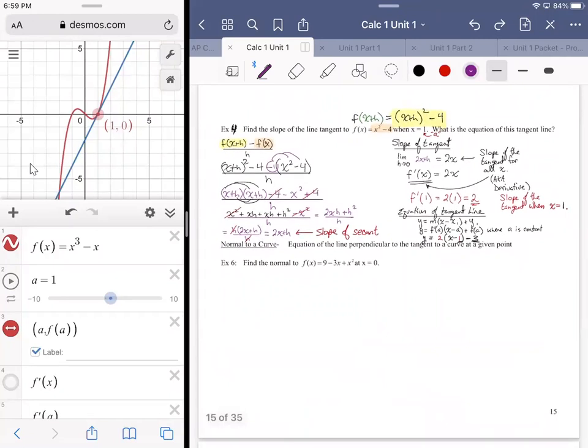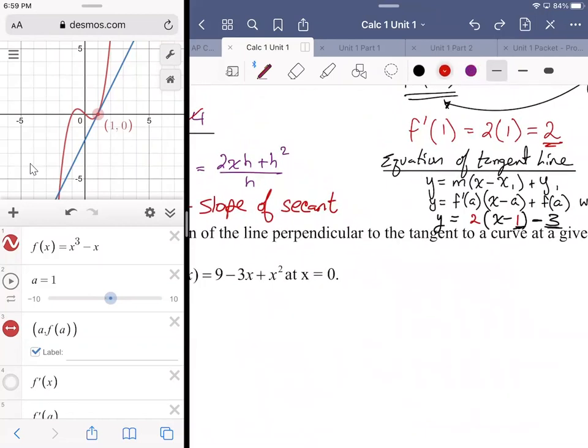Now, normal to a curve: the equation of a line perpendicular to the tangent to a curve at a given point. One thing that you'd have to remember here is that perpendicular lines have negative reciprocal slopes.